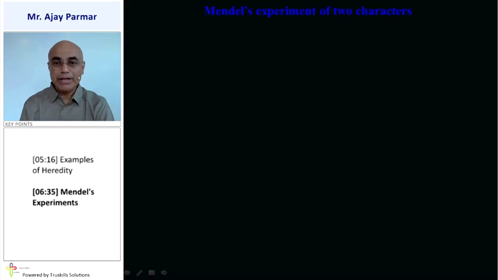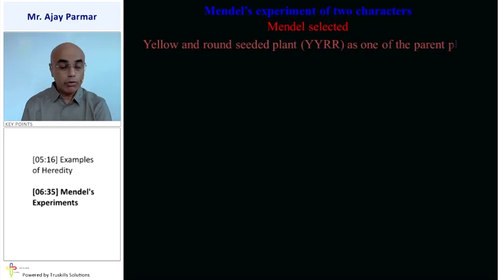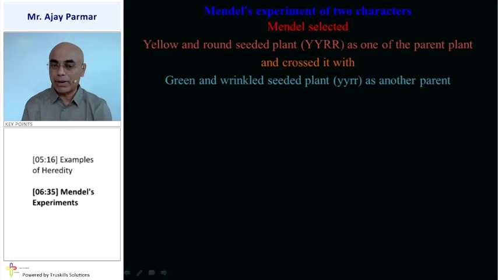Now let us understand Mendel's experiment of two characters. Now Mendel selected what? You know that, the pea plant. But over here in the pea plant, he selected two different characteristics. Yellow and round seeded plant as one of the parent plants. And he crossbred that with a green and wrinkled seeded plant, that is yyrr, as the other parent plant.